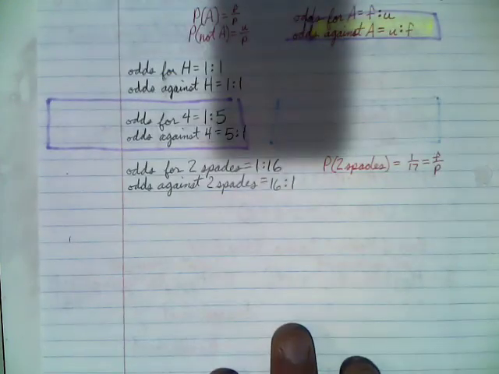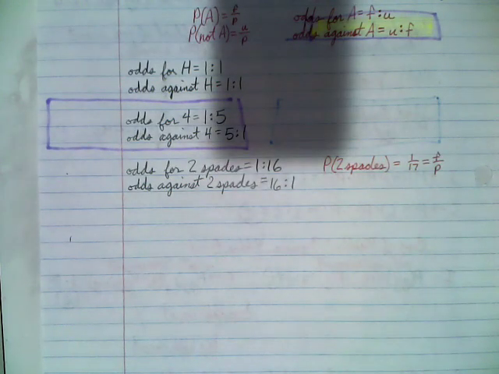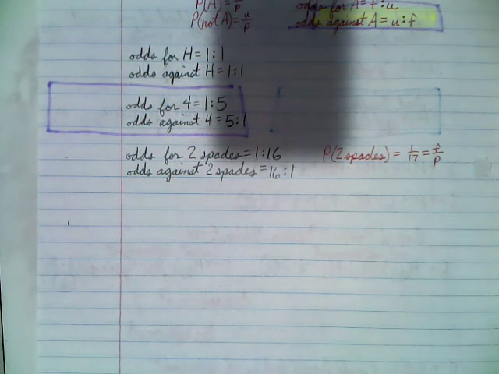And so what that means is for every 16 times we don't get 2 spades, we can expect there to be about 1 time we do get double spades. And that, ladies and gentlemen, is the end of our lesson.